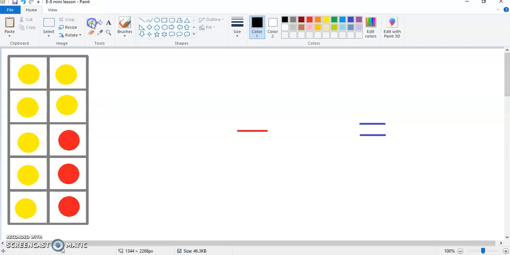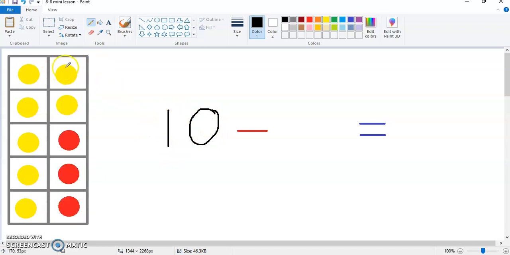Now, let's write that in our subtraction number sentence. So we start out with how many in all? Well, we know, looking at a 10 frame, there are 10 in all. We already know that because it's a 10 frame. So we'll write that number. 10 is a 1 and a 0. Okay, so there are 10 in all.